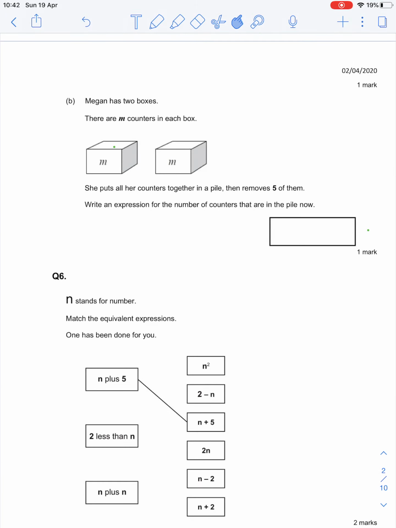Okay, Megan has 2 boxes. There are n counters in each box, and she puts all her counters together in a pile. So she wants them together here. And then removes 5 of them. So how many counters has she got? Well, she's got n plus n, and then she takes away 5 of them. She removes 5, so it's take away 5. So if you write n plus n, take away 5, you get the mark. But we should know that n plus n is 2 lots of n. Take away 5. Oops, that's a 5. Doesn't look like 5. Hard to write on the screen.